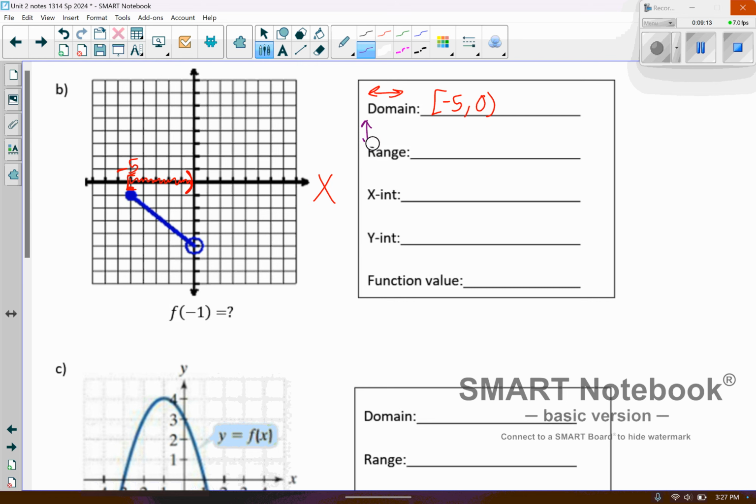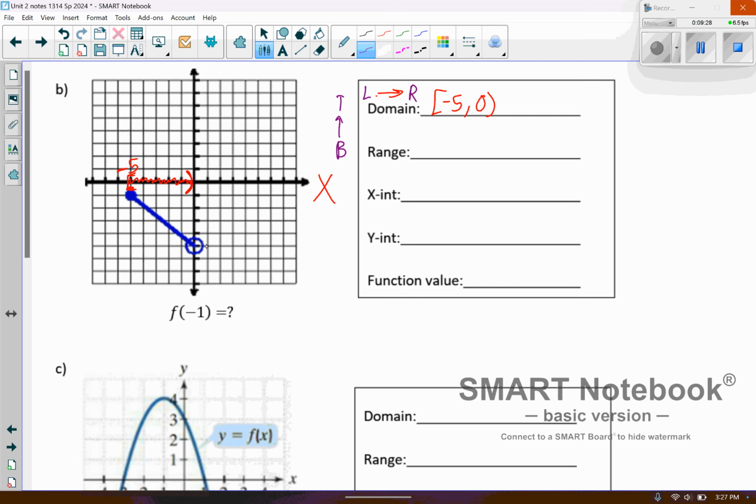And actually, I want to write that down right here. So we're going to start from the bottom, look from the bottom, and go to the top. And then domain, you actually want to look from left to right. And that'll make more sense as we do more of these, okay?